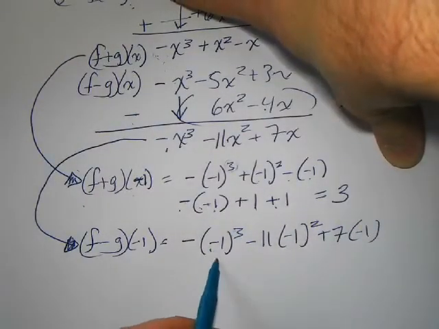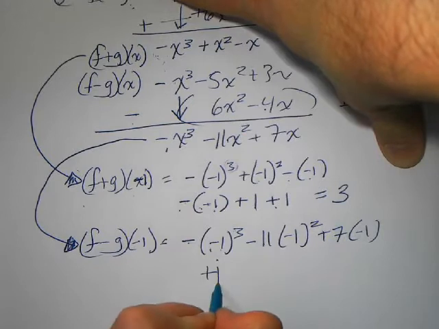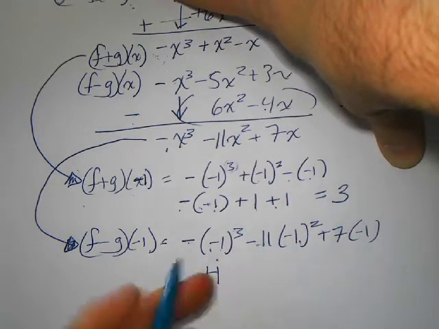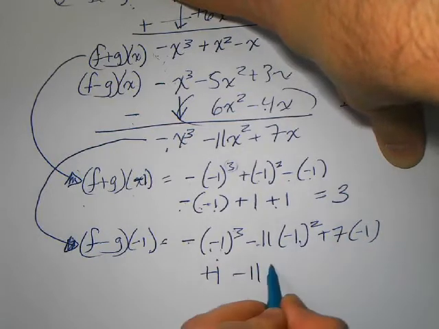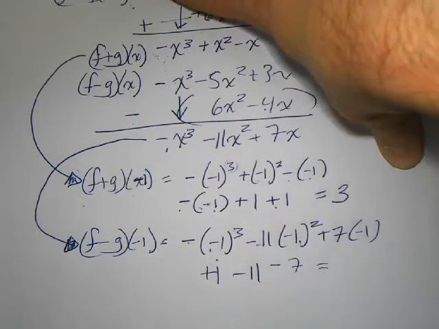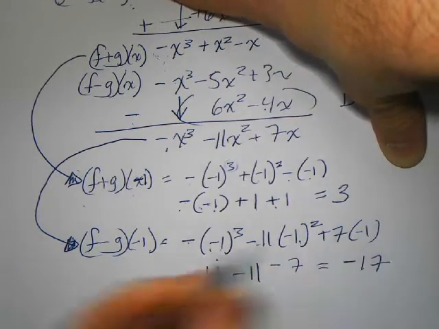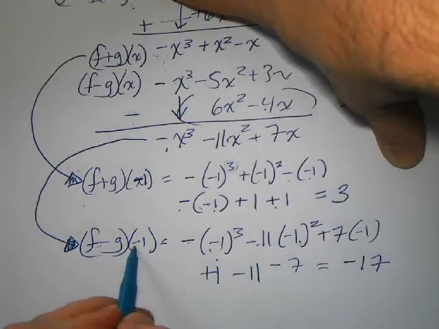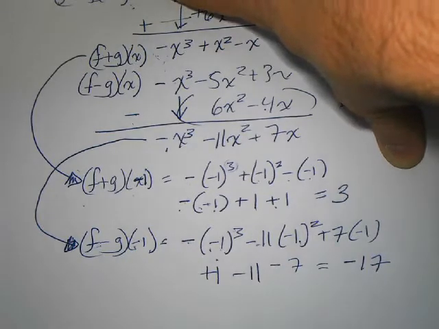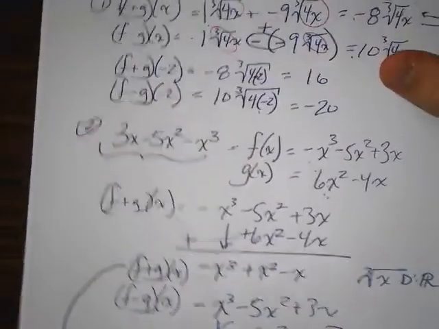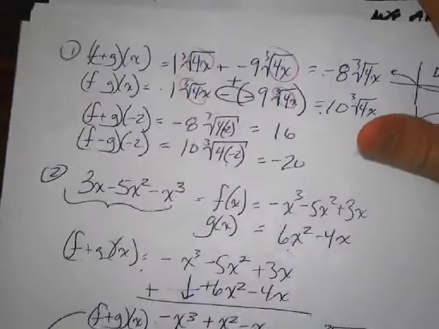-1 cubed is -1, negative and negative is a positive, so this is +1. -1 squared is +1. +1 times -11 is -11, and this will be -7. So altogether, when we add this up, for number 2, we're going to get -17. F minus g of -1 equals -17. Good deal. Alright, so that takes us through the addition subtraction piece of the worksheet, and we're going to tackle 3 and 4 next.